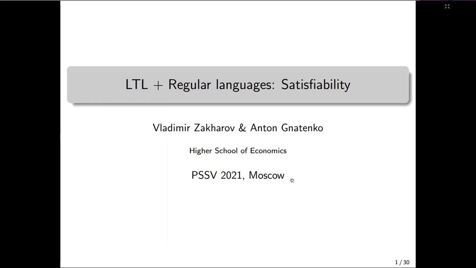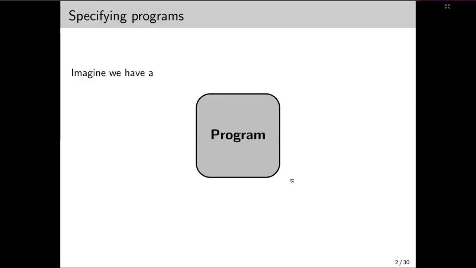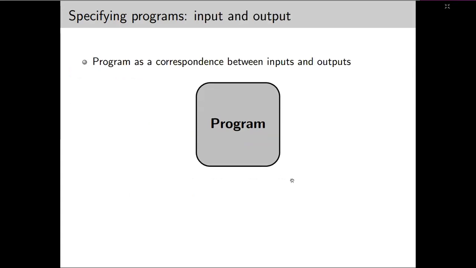So I'll start, since this is a workshop about specification, I will start readily from the specification motivation. Imagine we have a program which just sits here, and there are different views on how we specify its behavior and what that behavior is. For example, if the program is regarded just as a black box, then we only see the input and the output, which I label with C and H here for no reason, and we can specify the relationship between this input and output.